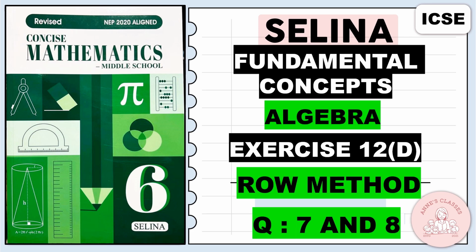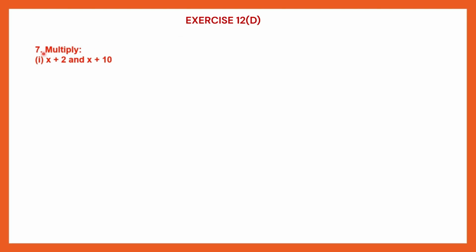Let's do algebra exercise 12D, and we are with question 7. Here we're going to multiply one binomial with another binomial. So how do we do this?